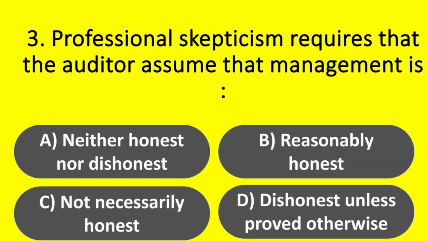Professional skepticism requires that the auditor assume that management is: Option A, neither honest nor dishonest. Option B, reasonably honest. Option C, not necessarily honest. Option D, dishonest unless proved otherwise. Answer: Option A, neither honest nor dishonest.